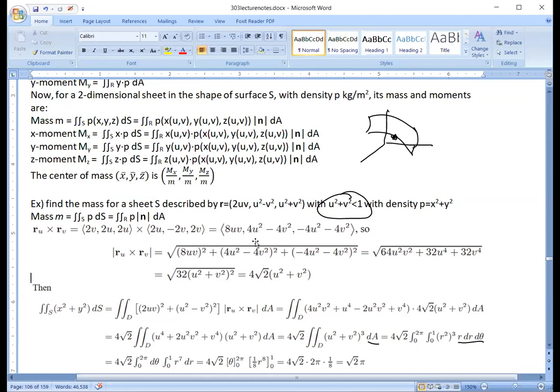So working it all out, you'll get 4 rad 2 times 2 pi times 1/8. Simplifying, you just get rad 2 times pi. So that one was algebraically a bunch of steps. It was a bit of a journey. But that is an application in order to find the mass for a surface whose formula is written parametrically.